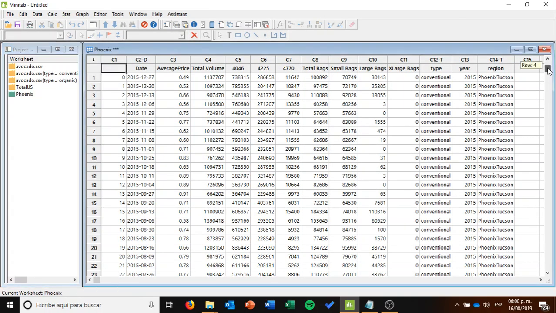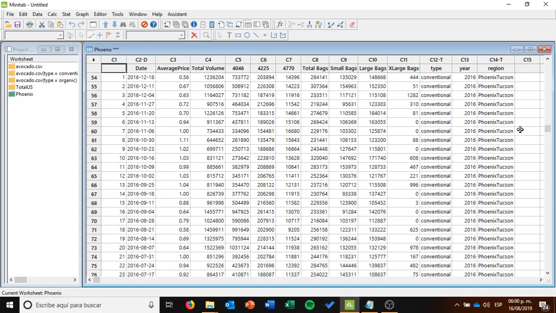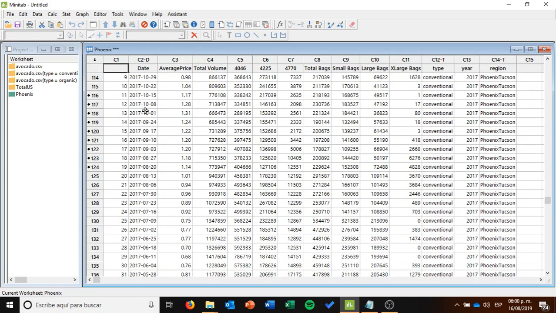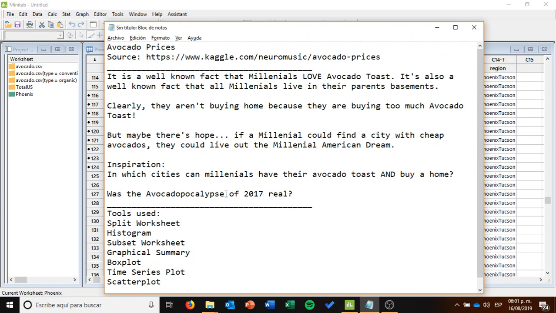I'm going to look at the elements in the worksheet with a little pointer here. These points are the ones that I selected. And as you can see, I am considering from August of 2017 up to October of 2017. So there were 3 months in which the prices were pretty high. So probably the answer to this question is, yeah, it was quite real.